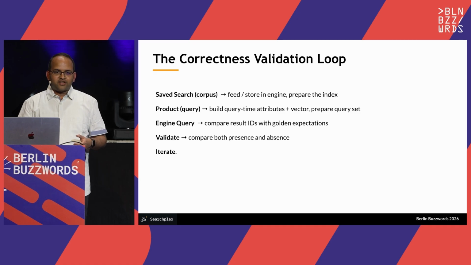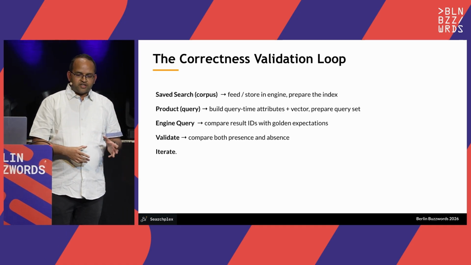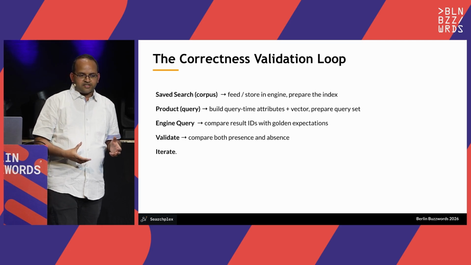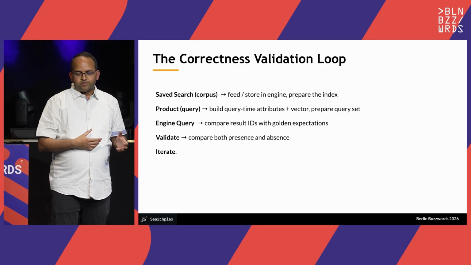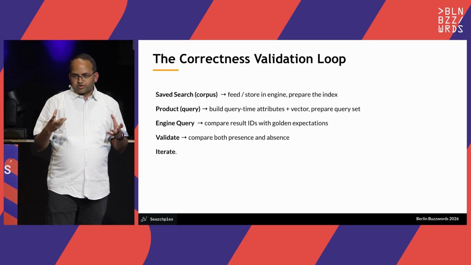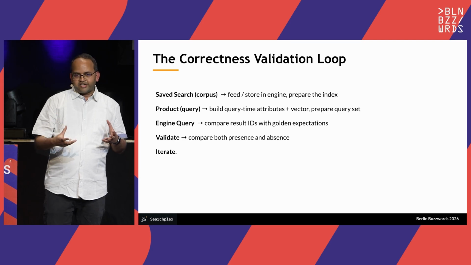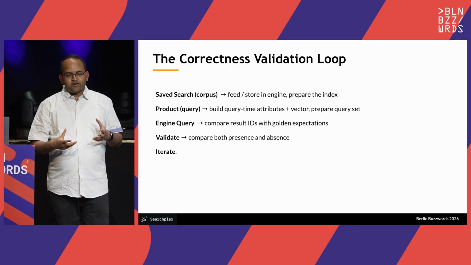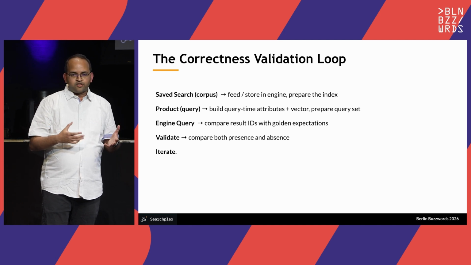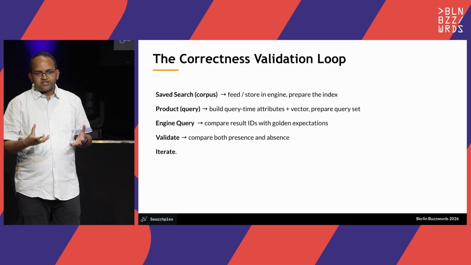So once you have done the query representation, the saved search representation, and you have the evaluation data set, then it's a validation loop. You have to iterate, because those are two different semantics. You need to iterate until you have got all the matches and non-matches in order, and you have confidence in the solution, like how correctly it is doing its job.